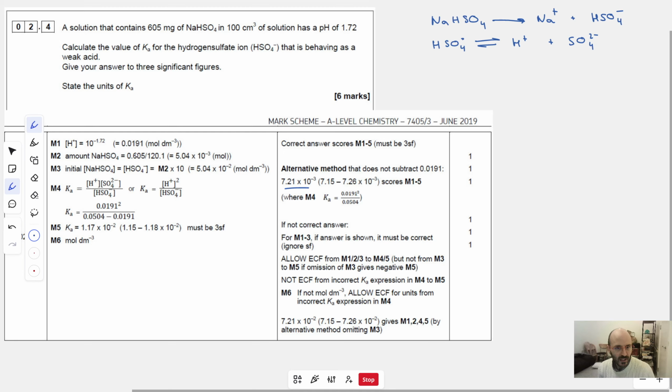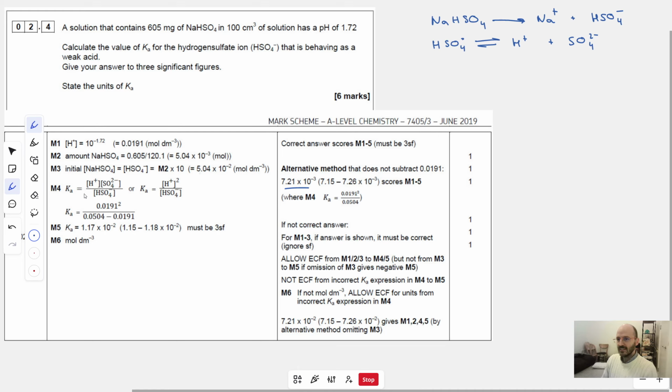Okay, so then they convert the milligrams to grams, divide by the MR, that gives you the moles, then you divide by the volume, which is 0.1 decimeter cube, which is equivalent to multiplying by 10. That's what they do in the mass game. It's a bit fancy, I know. And then they use the Ka expression.